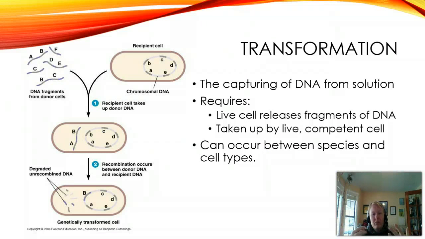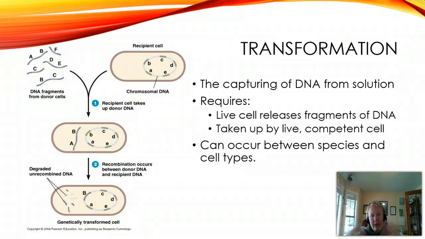The transformation happens naturally as well. This is when a cell will spit out DNA fragments from a donor cell. So they just dump out fragments. There's also a recipient cell that's present, and this recipient cell has to be competent, which means it has to be able to take up these DNA fragments. Not all cells are capable of doing this at all times. So that's one aspect of it. Just because we release these DNA fragments into a solution doesn't mean that all recipient cells will take it up. So it's not 100% transformation rate.